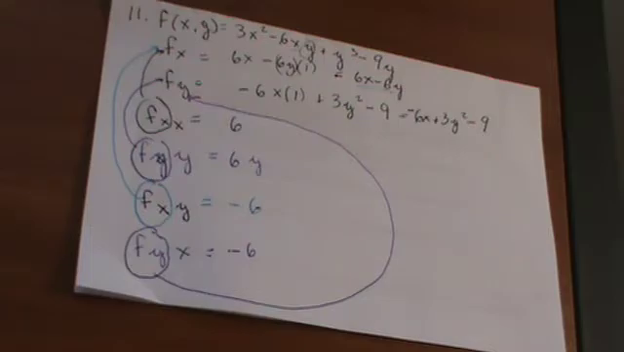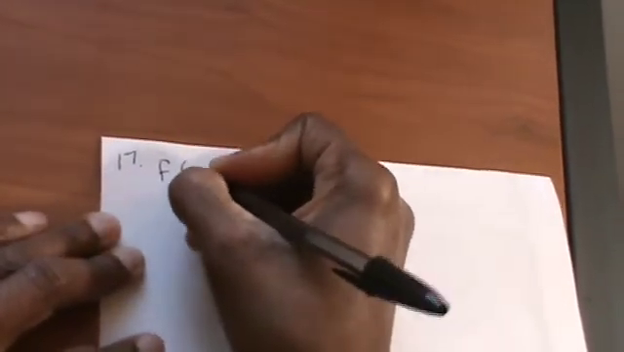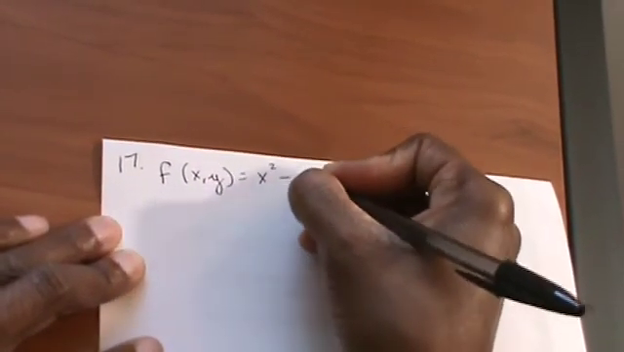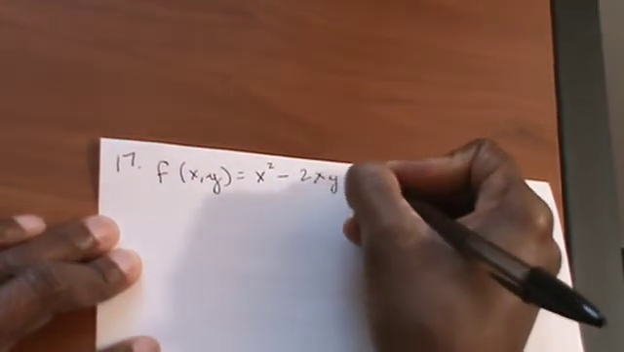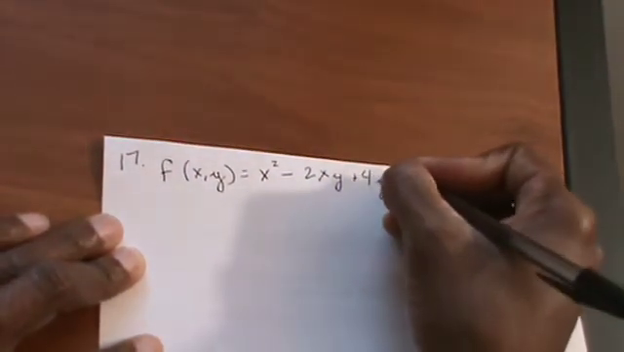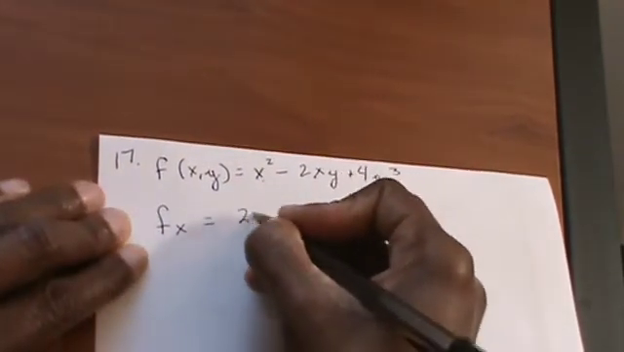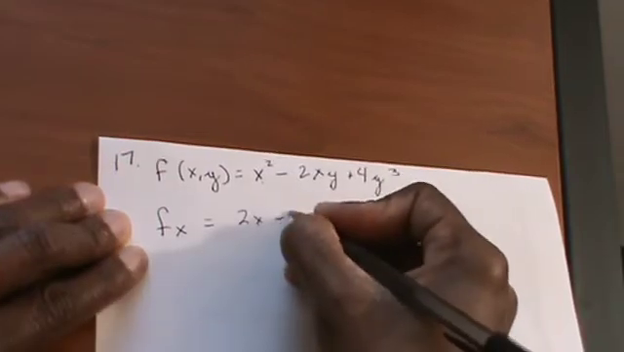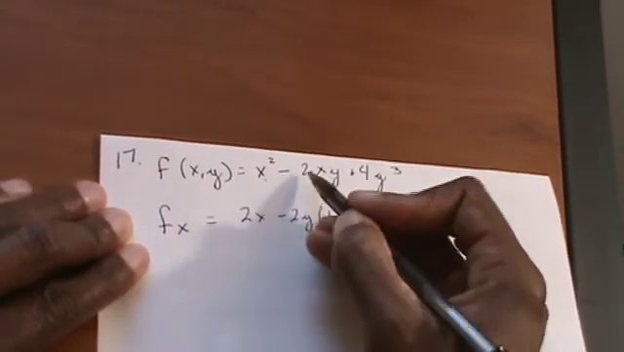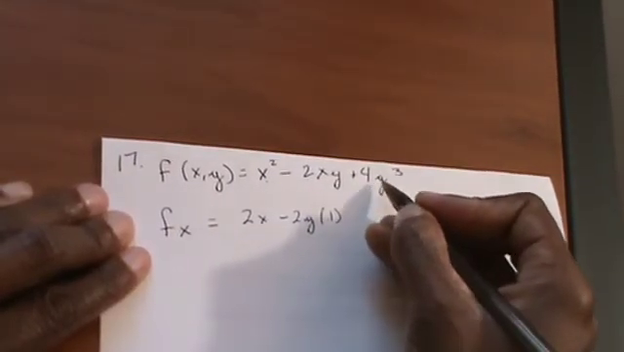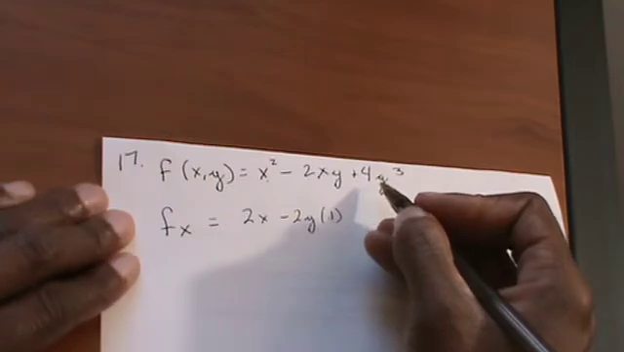All right, let's try problem number 17 and then we'll call it quits. Okay, so for 17, we have f of x, y equals x squared minus 2xy plus 4y cubed. Okay, so f sub x, wait, this has an x in it, good, 2x. This has an x in it, negative 2y times 1, right? So the 2 and the y are constant, and we can take the derivative of the x. The derivative of this doesn't have an x in it, so its derivative is 0.